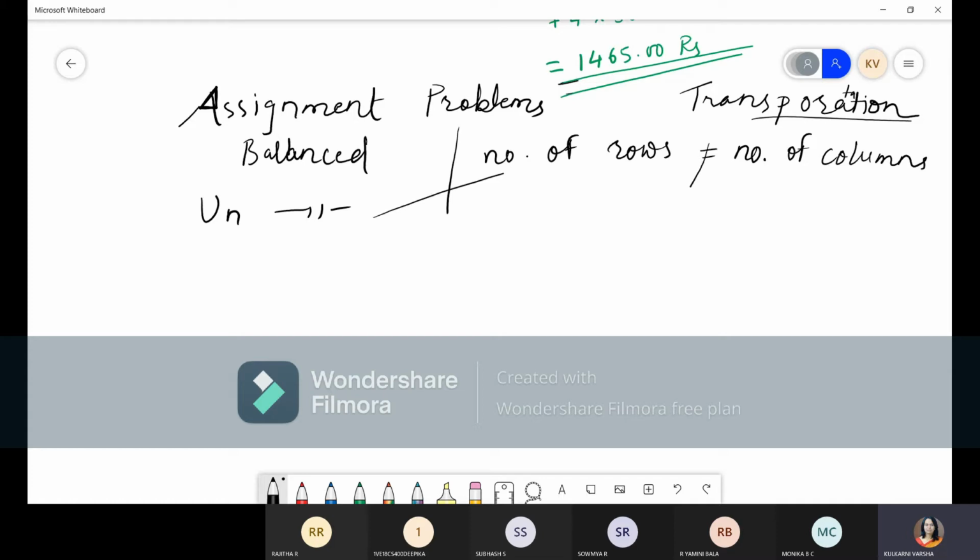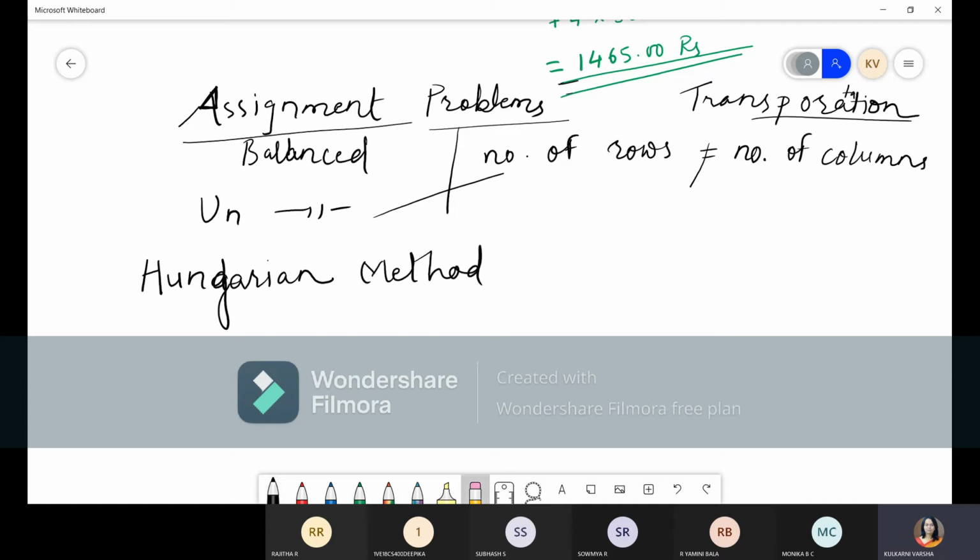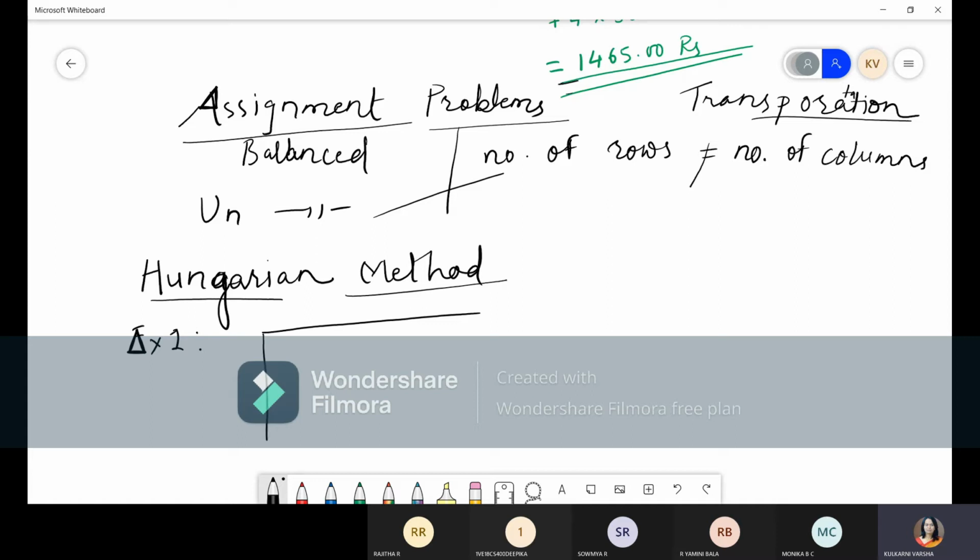Okay, simple as that. Now, to solve these assignment problems, we have one method. We have to remember only one algorithm, which is called the Hungarian method. So let us go with the first example. Example 1. Let us take a small example first.